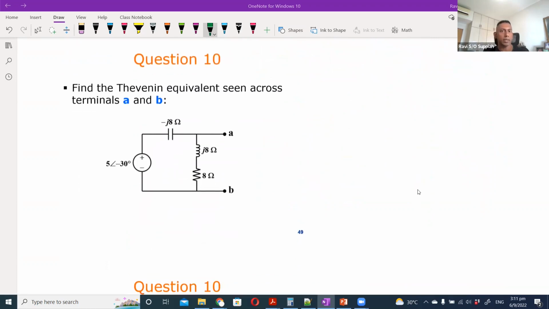Okay, question 10, Thevenin's equivalent. Again, this is the same concept. If this was a DC circuit, the Thevenin's equivalent is the same thing, right? To find VTH, that means finding the open circuit voltage. Since A and B is already open circuit, just imagine that it is like this, correct?